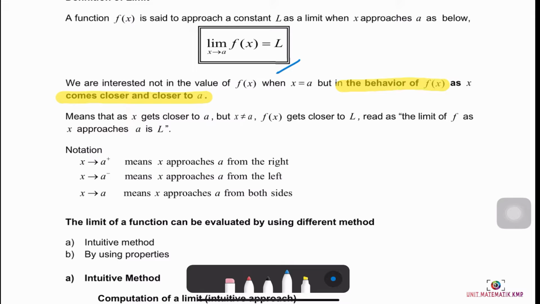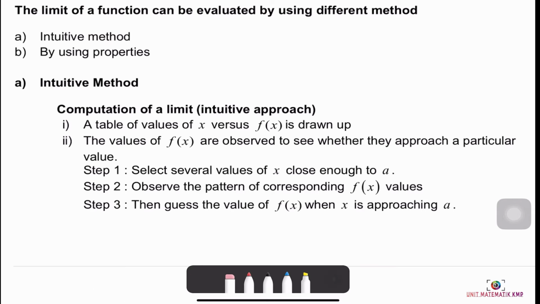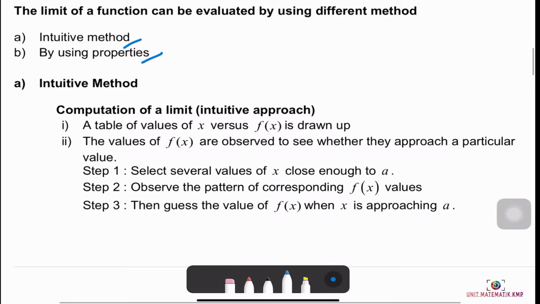So we have three different notations. The first one is this one, where x approaches a from the right. The second one is this one, where x approaches a from the left. And the third one is x approaches a. What does it mean? It means x approaches a from both sides. The limit of a function can be evaluated by using two different methods. First is the intuitive method, and second is by using properties.